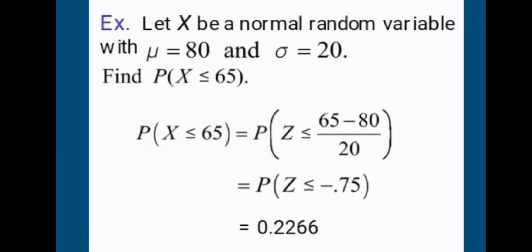Example, let X be a normal random variable with mean equal to 80 and standard deviation equal to 20. Find P(X < 65). So, 65 minus 80 divided by 20 is negative 0.75, and then we round off to 0.2266.